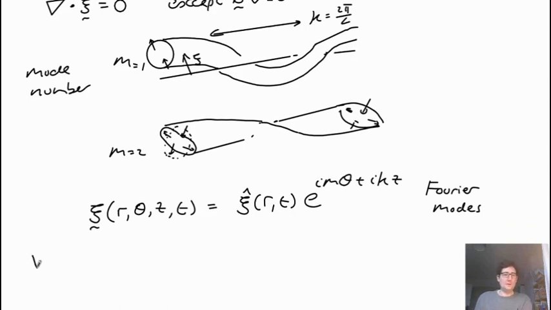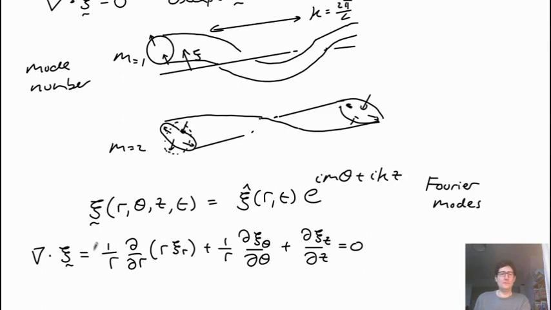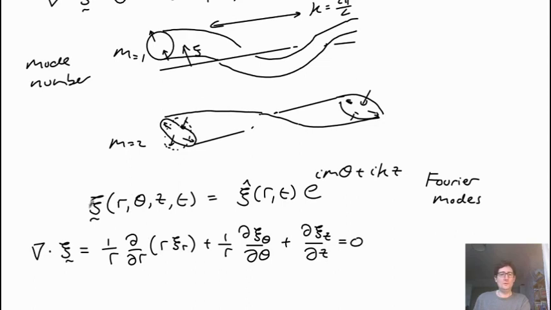So now we can write down the equation for divergence in cylindrical coordinates. We just write down the divergence of displacement. Here we have split psi up into its different components: psi in the radial direction, in the poloidal, so the angle direction, and psi in the z direction. And then we can rearrange this and say this whole thing must be equal to 0. We can now put this Fourier mode into this equation.